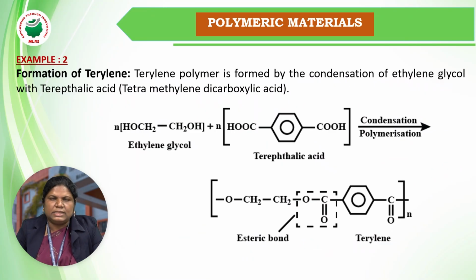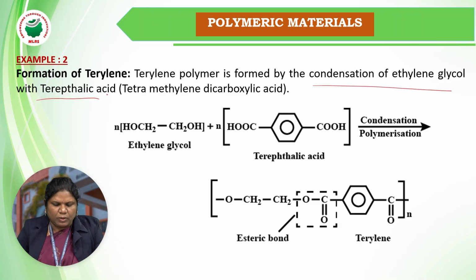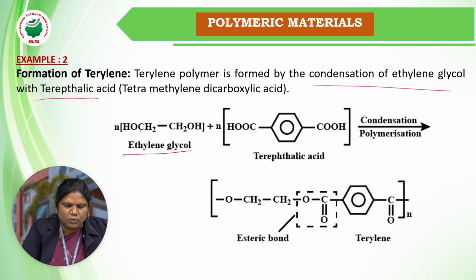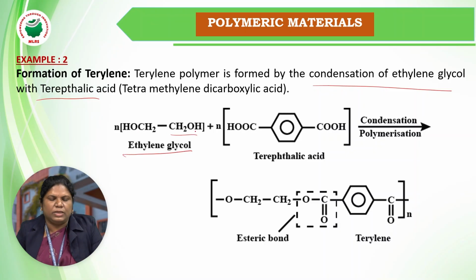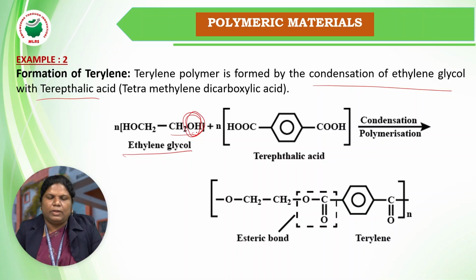Another example is the formation of terylene. Terylene polymer is formed by the condensation of ethylene glycol with terephthalic acid. Ethylene glycol is CH2OH, CH2OH. This is the ethylene glycol. OH is the alcohol group. Okay, ethylene glycol.